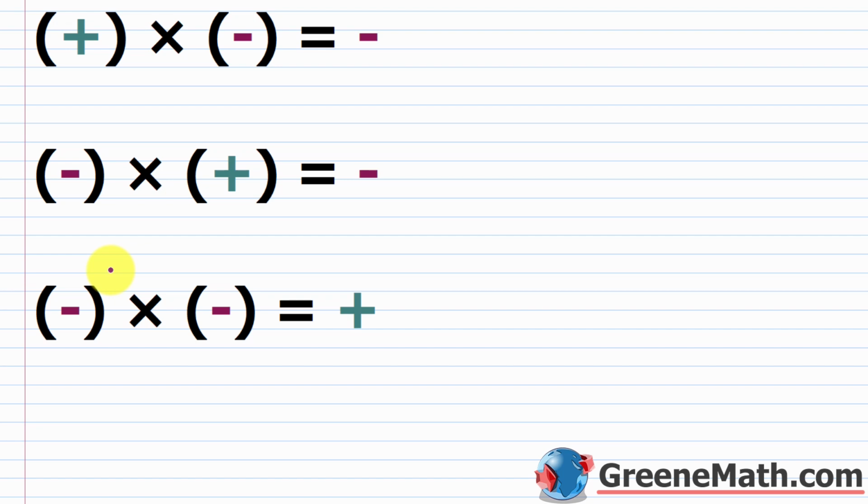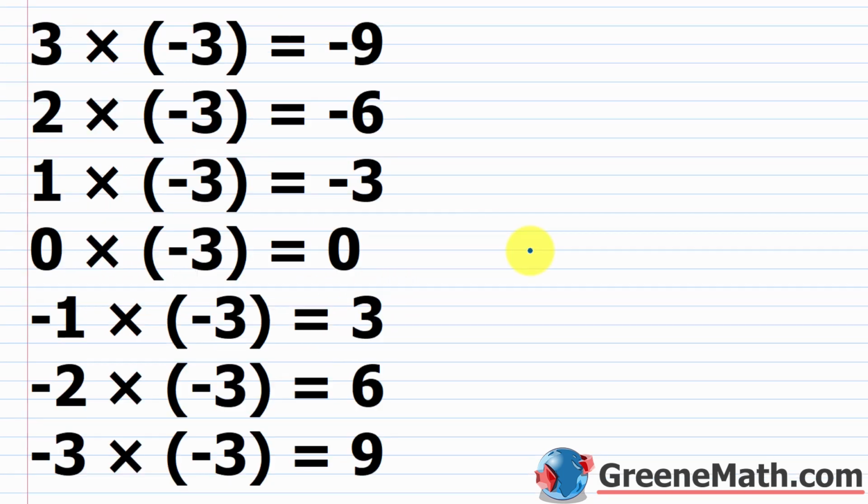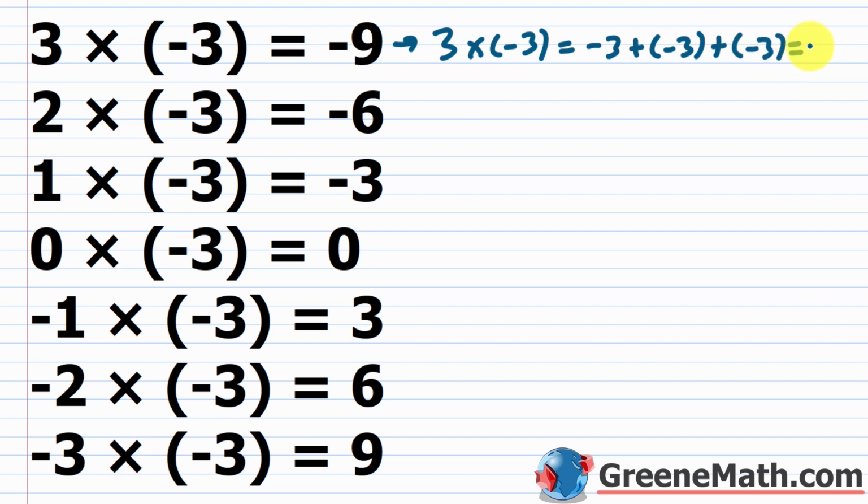Where we start running into problems is where you get negative times negative, and we say that's a positive. All right, let's quickly think about this pattern to show that a negative times a negative is a positive. There's other ways you can show this, but I think this is the quickest way and the easiest way to think about it. So if you have 3 times -3, we say that's -9. So we know that already, that 3 times -3 can be written as -3 plus -3 plus another -3. And of course, that is -9.